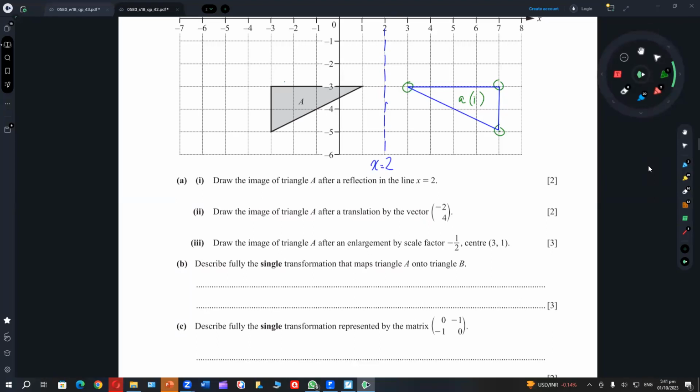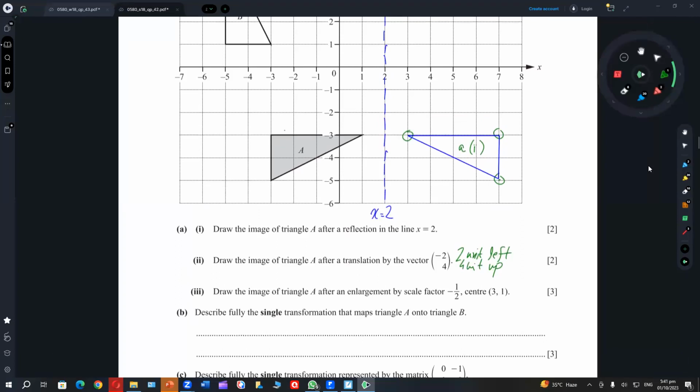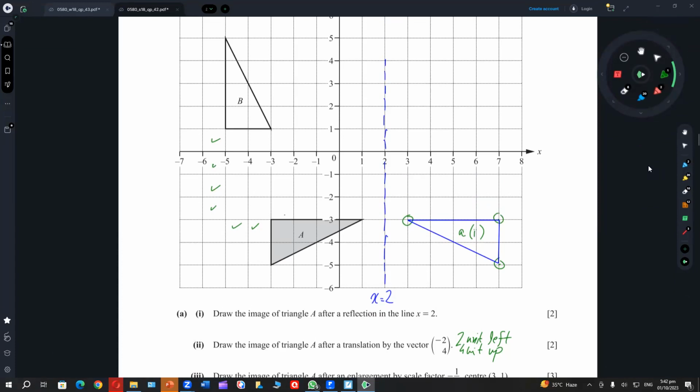Draw the image of triangle A after a translation by the vector minus 2, 4. Minus 2 means 2 units left. 4 means 4 units up. So 2 units left and 4 units up. We have to move every point like 1, 2, 1, 3, 4. It's -2, 4. I got 1 point. Let me call it P. My P prime is here.